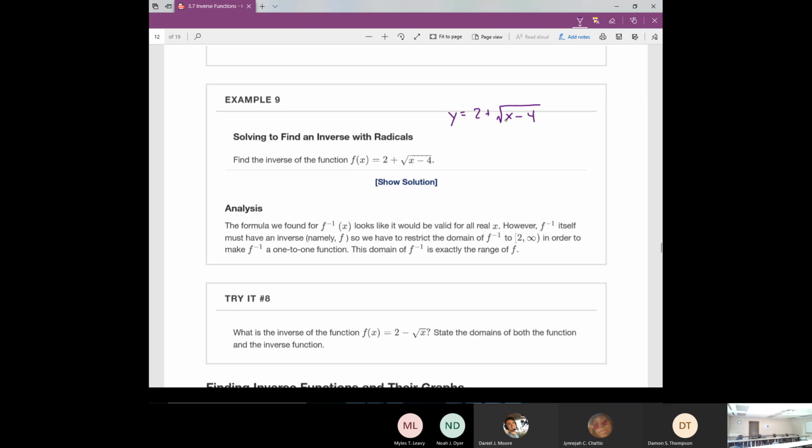How would I get x by itself? Well, first, let's subtract 2 from both sides. Now, how do I get x out of the square root part? Well, the only way to do that is to square both sides. Now I can add 4 to both sides.